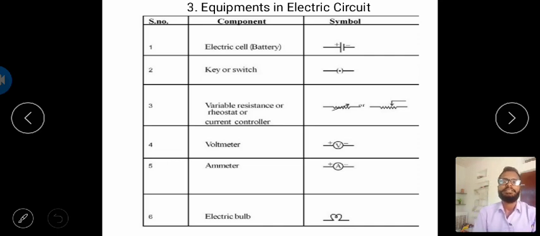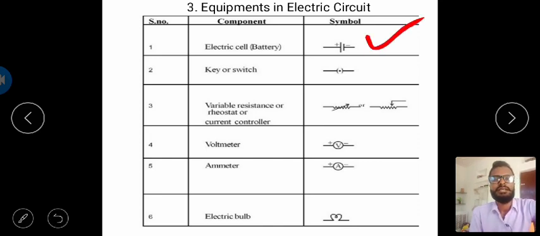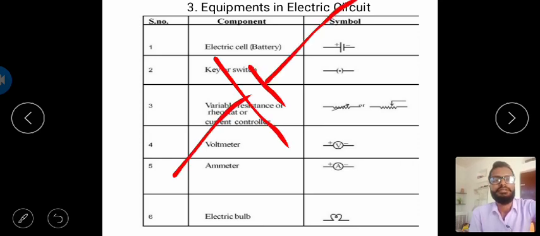Now we will discuss various symbols of the electrical components which will be used in the circuits in this chapter. So focus on the screen. This symbol is of an electric cell or battery. We can write it this way.